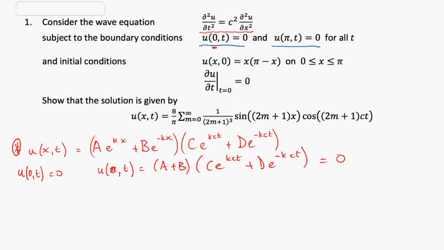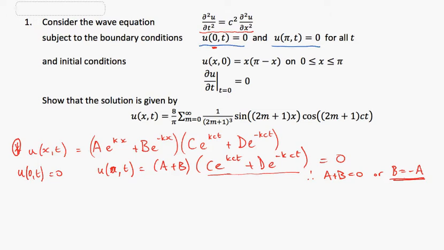So we have two alternatives. Either the second bracket is 0, and if that's the case, then that means that our whole solution is 0, so we discount that. So the only solution we've got which is non-trivial is that a plus b equals 0, or b equals minus a.